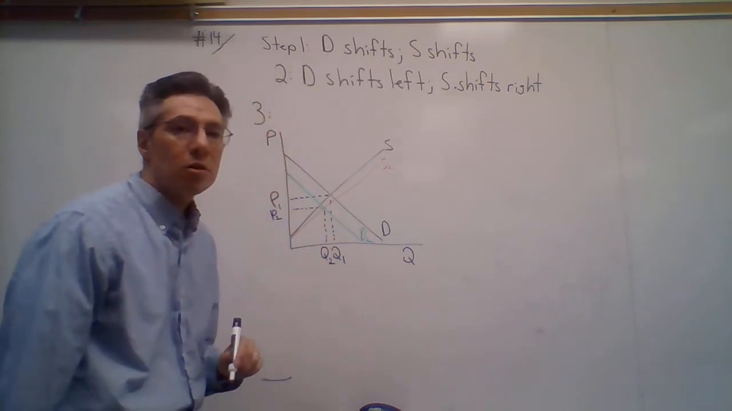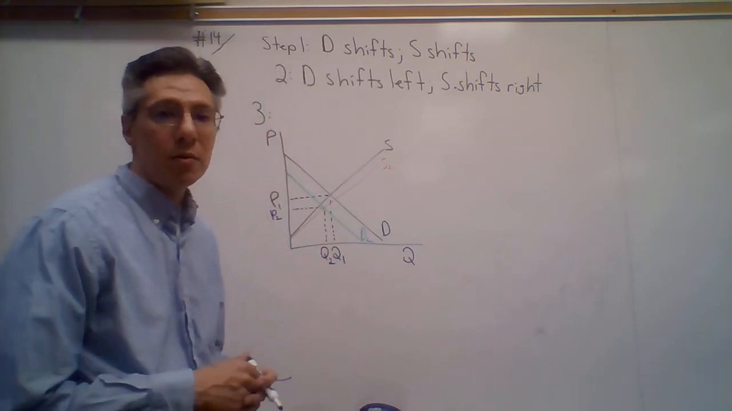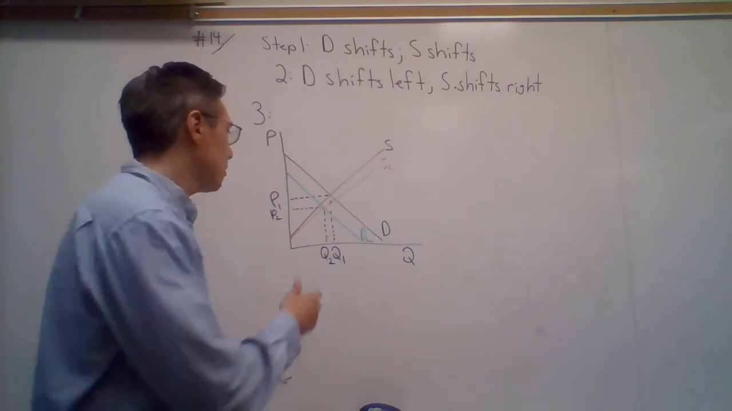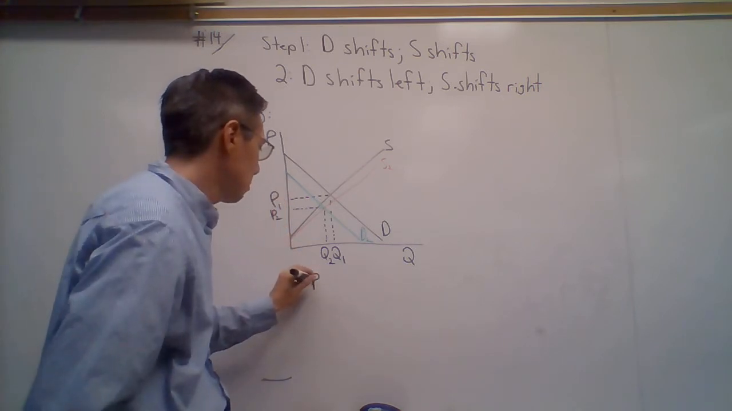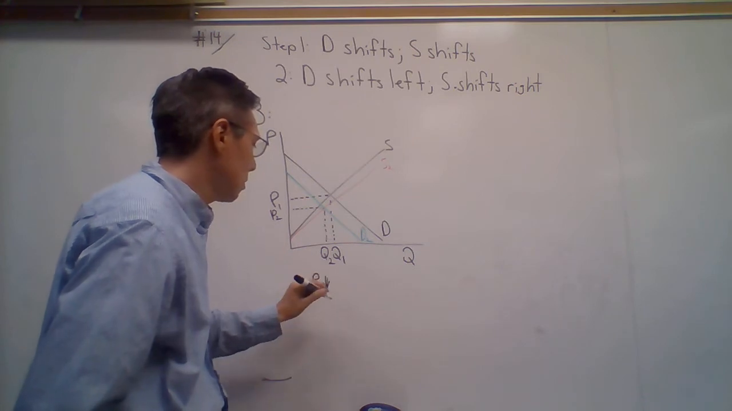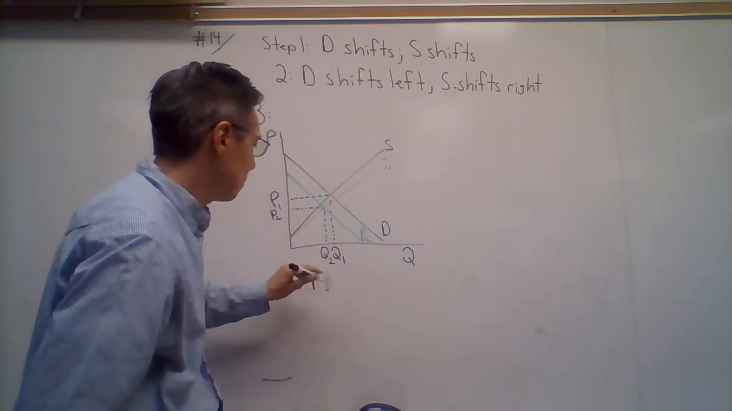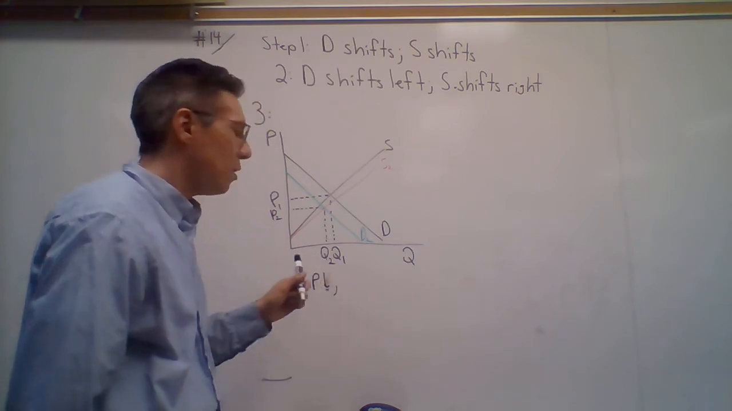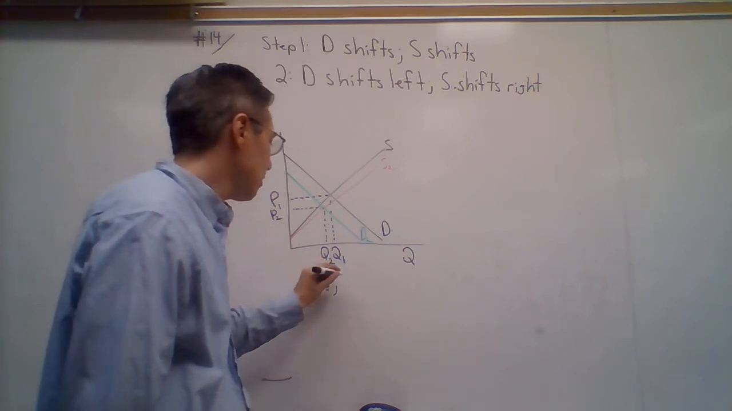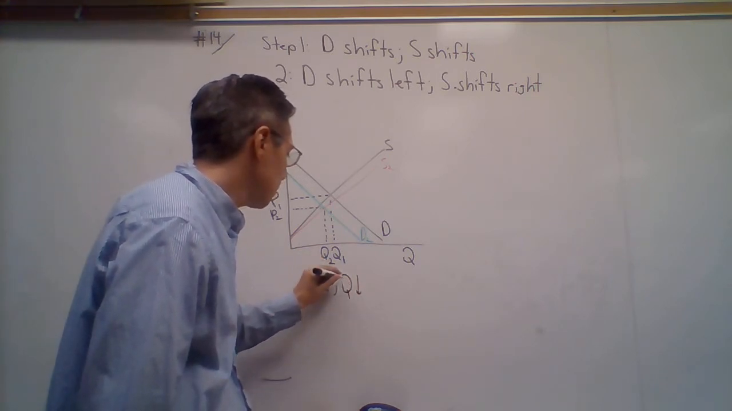Okay, so according to what we've drawn, we have the price going down, and in terms of the quantity, we also have the quantity going down.